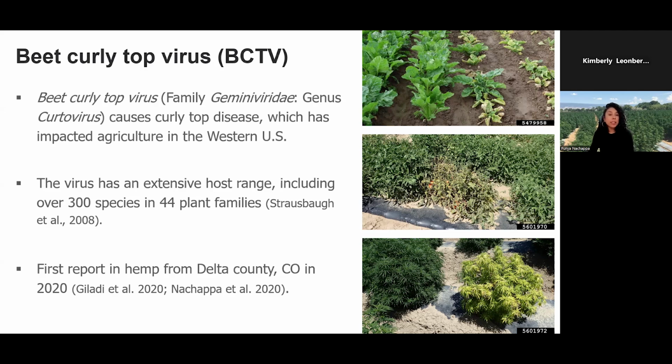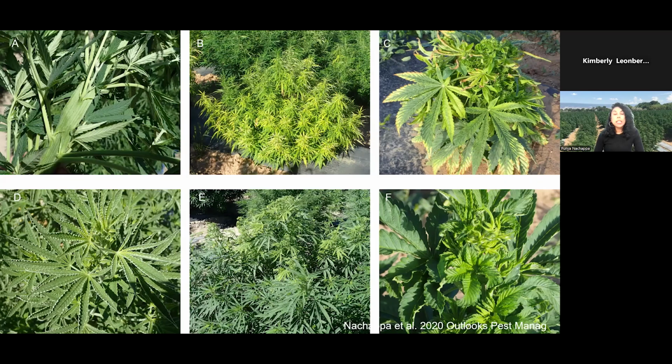In 2020, the disease was first reported here in Colorado in Delta County to be infecting hemp. You can see a picture of an infected hemp plant here compared to a healthy plant. My lab group and another group from Colorado had reported this. The symptoms are pretty spectacular, with a wide range of symptoms. We presume this is to do with the different cultivars or genotypes that we see them on and environmental conditions.